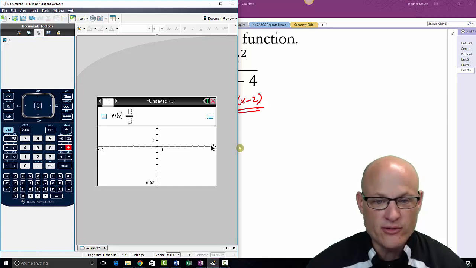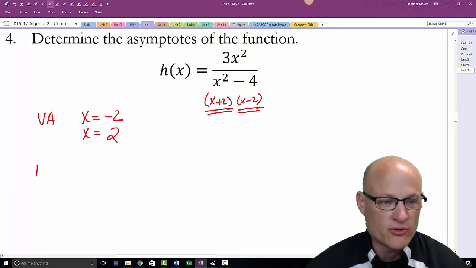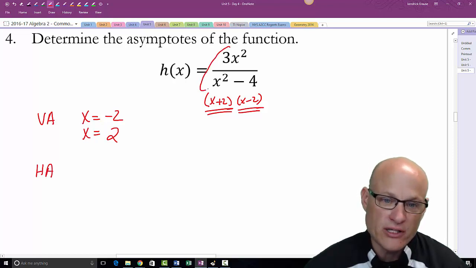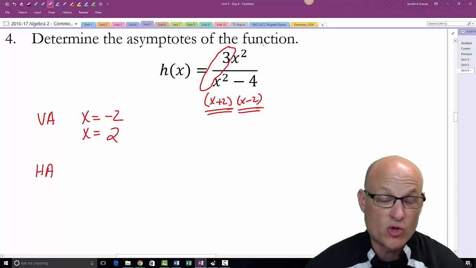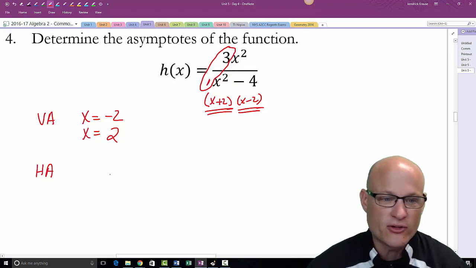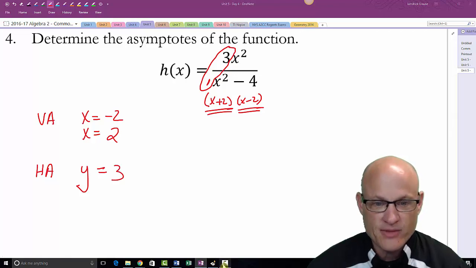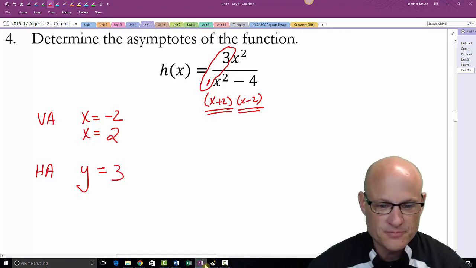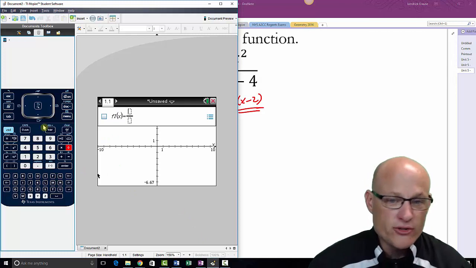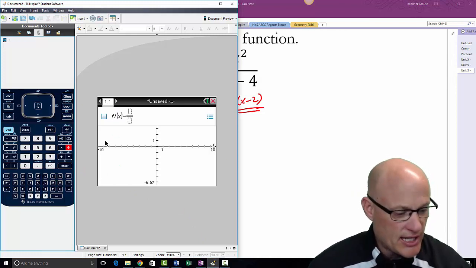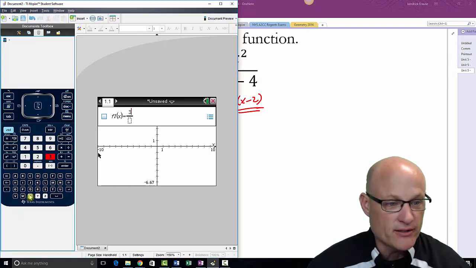Control division. Before I do that, let's see what I think the horizontal asymptote is. The horizontal asymptote, remember, is a ratio of the leading coefficients so long as their degrees are the same. I think I forgot to say that last time. So in this case, my horizontal asymptote would be y equals 3. Let's check it out. 3x squared, 3.